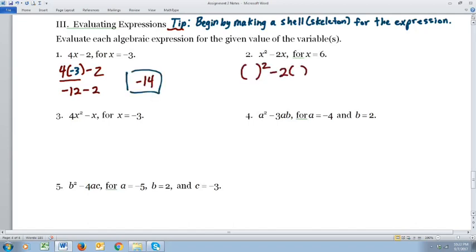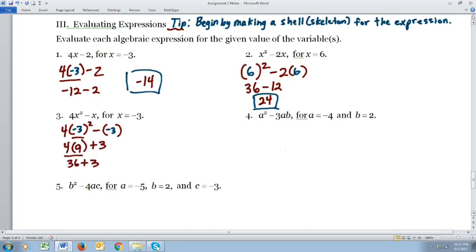Let's go ahead and do the same thing for number 2. And let's plug in our 6. And again, let's use order of operations. We're going to get 36 minus 12, which is 24. Same thing on number 3. Let's plug in our -3 and follow the order of operations. So exponents first. Notice I already added the opposite. Then let's multiply. And last but not least, we add.